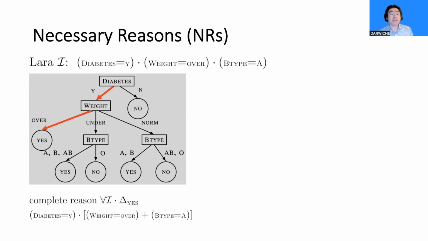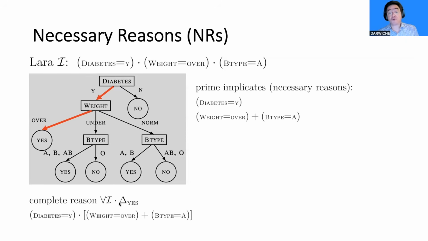So again, if you're doing it the old way, you would compute the complete reason, and then you compute the prime implicates, which happen to be the necessary reasons or counterfactual explanations or contrastive explanations, and there are 2 of them. Now, remember, what did we say about these? What is a necessary reason? It is a property of the instance, a disjunctive property of the instance, and if you violate it, you undermine the decision.